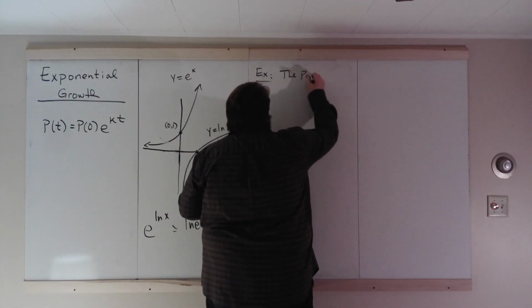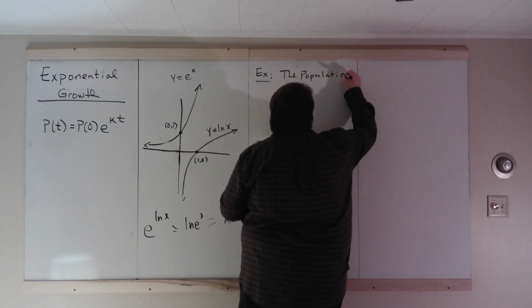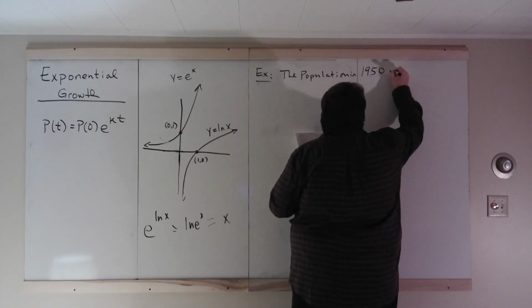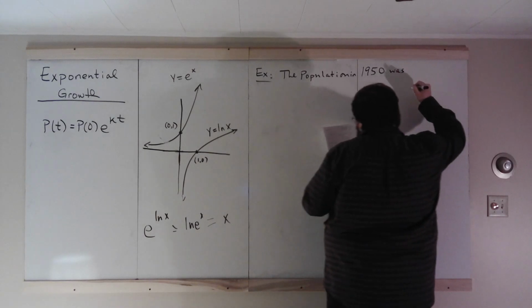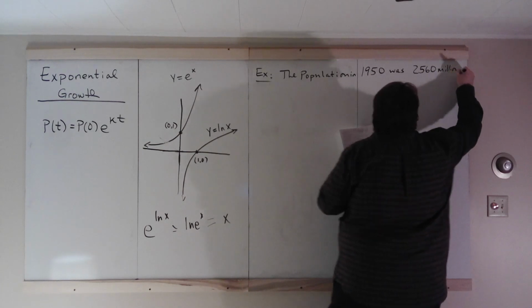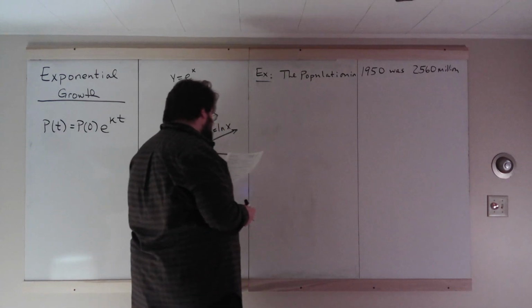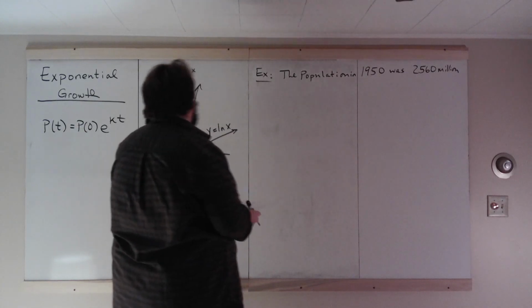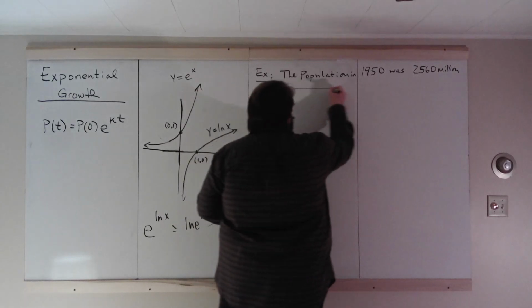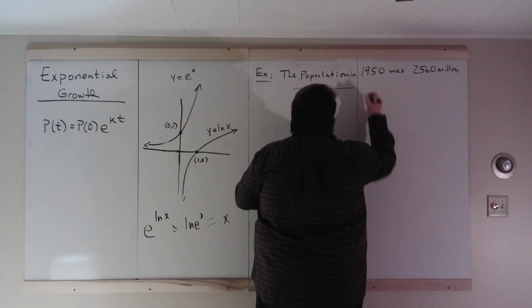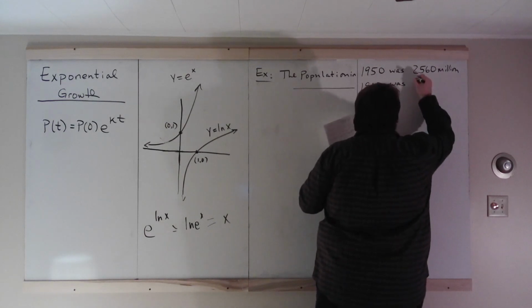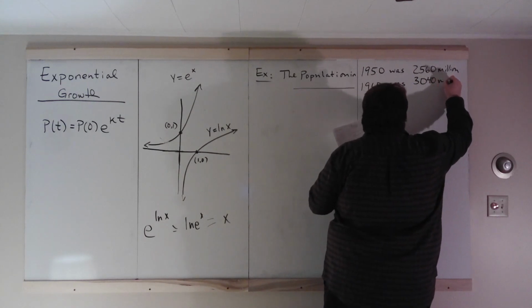The population in 1950 was 2,560 million. So 2.5 billion. 1,000 million is a billion. The population in 1960 was 3,040 million.